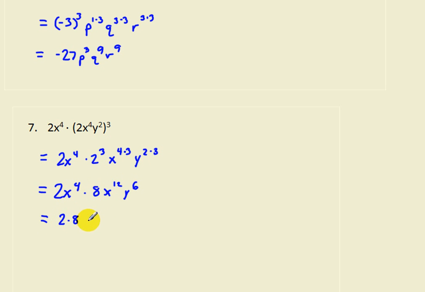And then we have x shows up 4 times and then 12 more times. So we add those because now we're multiplying two terms that have the same base there. And then y to the 6th because it doesn't show up in the first term. And finally we get 2 times 8 is 16, x to the 16th power, y to the 6th. Okay, so now you're going to have opportunities to get lots of practice with this. Good luck and enjoy.